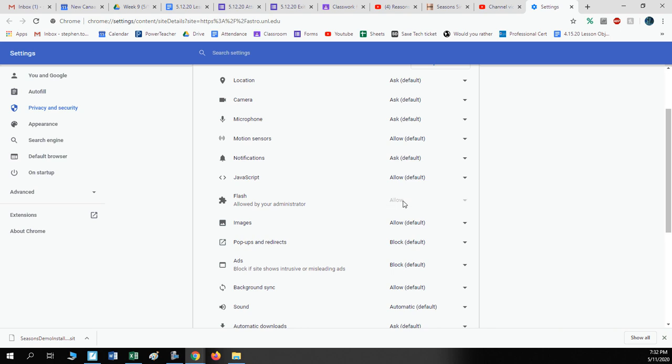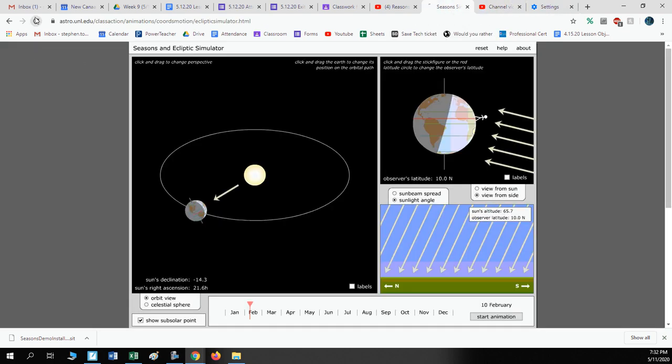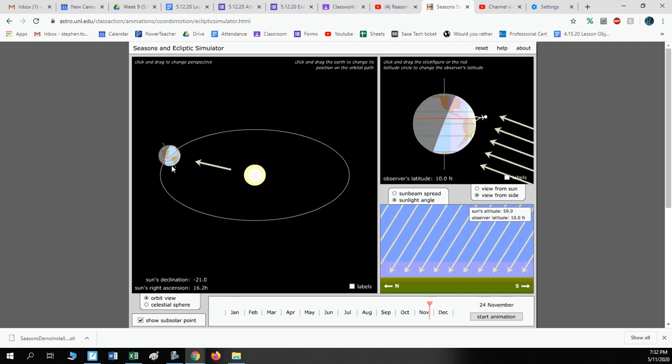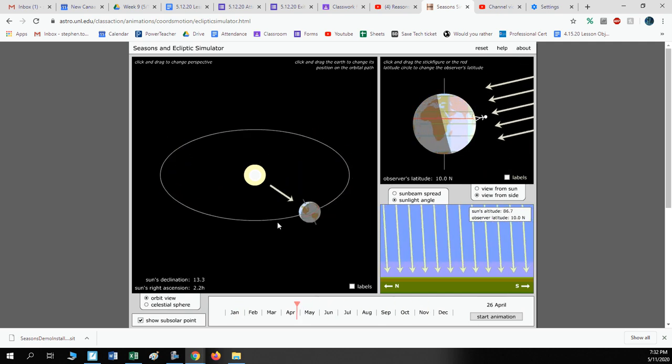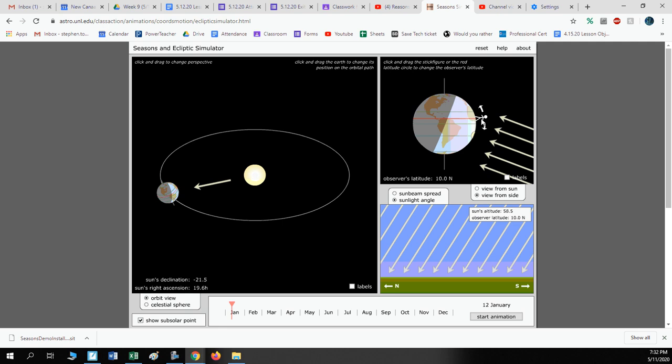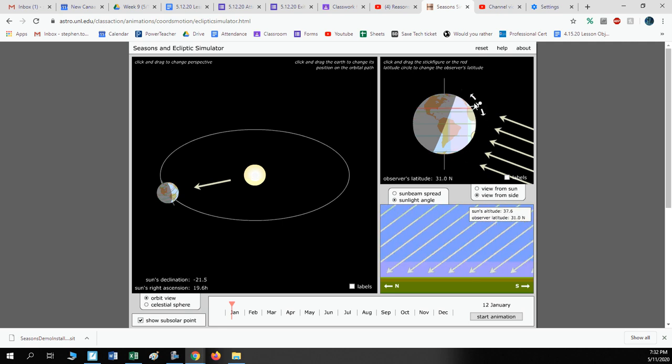Either way, you want to allow Flash and then go back to the season simulator, refresh it, and it should work. And then once you get it working, you can play with a couple of different variables about how the sun changes in terms of its intensity throughout the year.